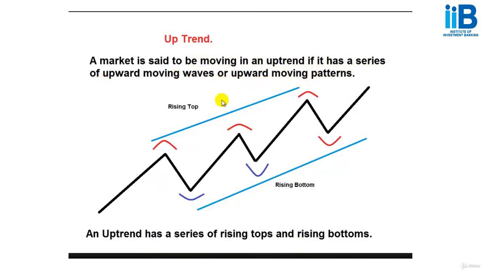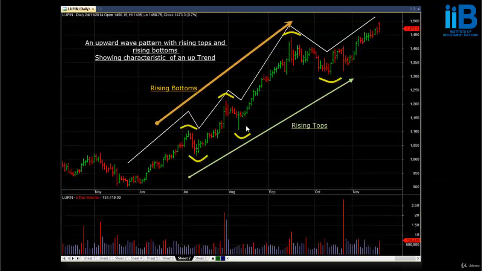It has rising tops, tops that are higher than the previous tops. At the same time, it has rising bottoms, or bottoms that are higher than the previous bottoms. An uptrend has a series of rising tops and rising bottoms. This is a real chart example of Lupin. It covers data from May 2014 to November 2014.